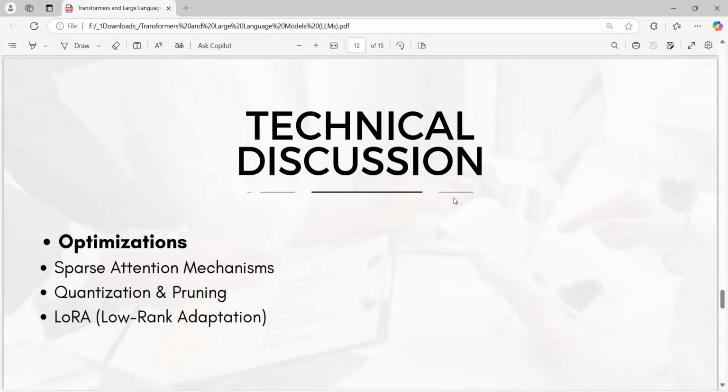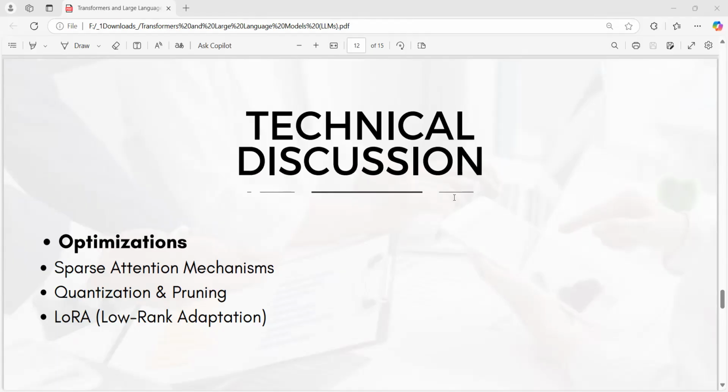The second thing considered is how we can optimize these models. We can use sparse attention mechanisms, which help reduce the computational overhead, and quantization and pruning are also used, which reduce model size without significant performance loss. And last but not least, LoRA, low rank adaptation. It is efficient for fine tuning on smaller devices, so it helps in optimization where we don't need larger devices for high computation on low computational tasks.